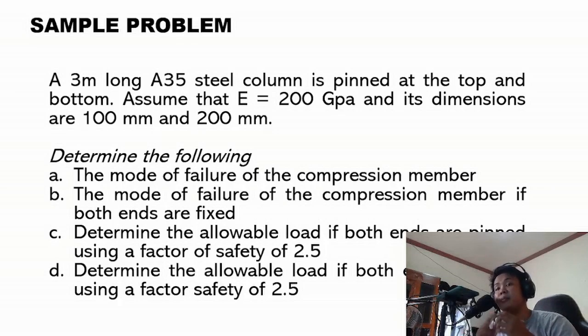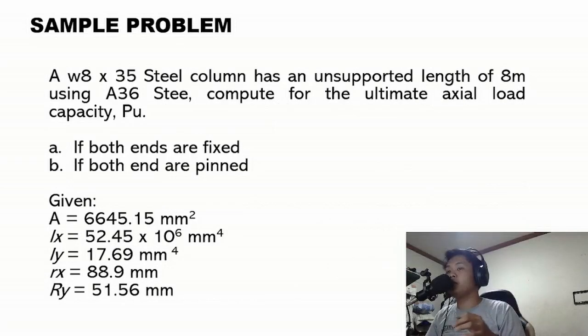So ngayon, magdi-discuss tayo ulit ng another sample problem na mula sa lesson 2 or from the other group. So basahin natin ang sample problem. A W8 by 35 steel column has an unsupported length of 8 meters using A36 steel. Compute for the ultimate axial load capacity PU. A. If both ends are fixed, and B. If both ends are pinned.